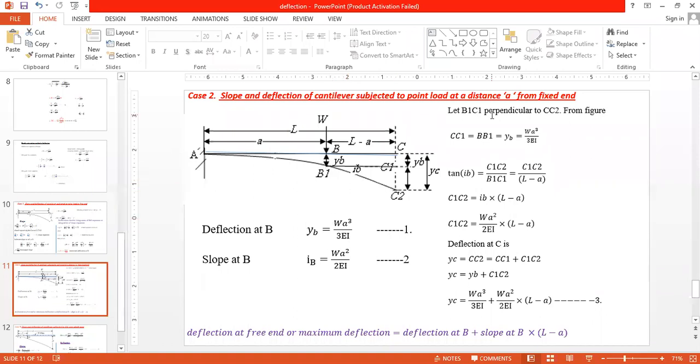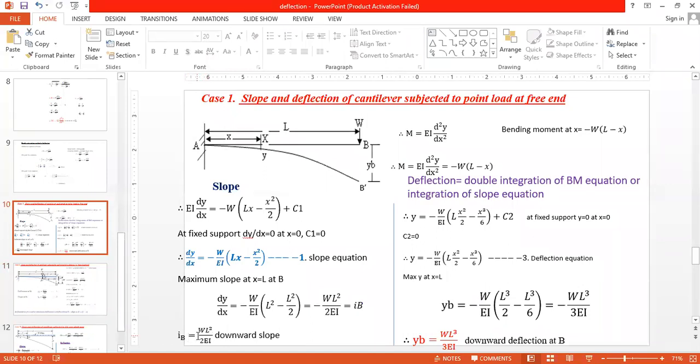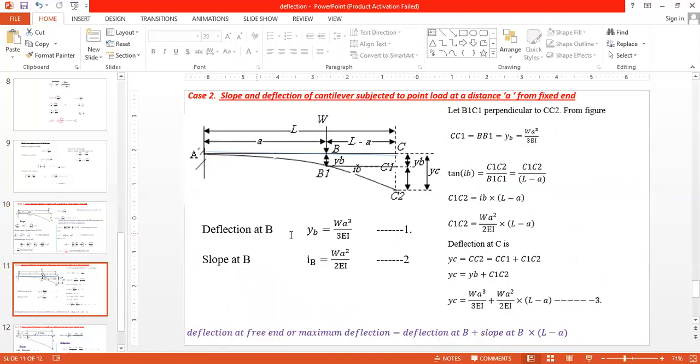Now, at this location, if you consider the case of load at the free end, you have these equations: the slope at B and the deflection at B. Here you have the deflection at B, YB equal to WA cube. In the last case there was a distance L; here it is a distance A. WA cube divided by 3EI. Here the slope at B is WA square divided by 2EI. At B we have already derived this equation. Now our concern is to calculate the slope and deflection at the free end.